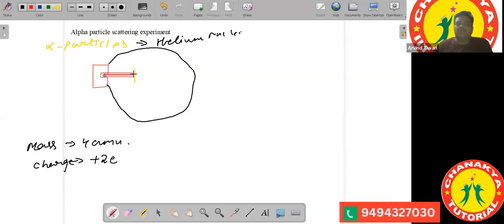It was observed that most of the alpha particles passed straight, undeviated. A few of the alpha particles deviated by small degrees. Only a few alpha particles were deviated by small angles. Okay. And very few, about 1 in 8,000, returned back. So these were the three observations provided by the alpha particle scattering experiment.